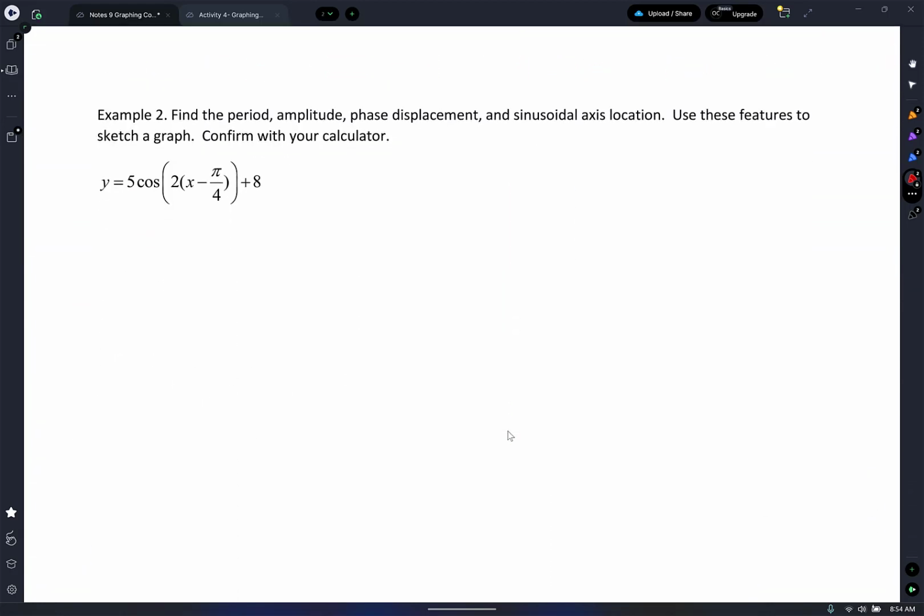All right, here we go. Example 2. And we're going to go slow, so don't worry. It says, find the period, amplitude, phase displacement, and sinusoidal axis. Relax, that just means midline. Use these features to sketch a graph, confirm with your calculator. Okay, I'm just going to go down the alphabet. The A, or I guess I'll write it way over here, amplitude. The amplitude is 5. The B is 2, so we'll figure out the period from that in a little bit. The C, because it's cosine, is pi over 4 to the right.